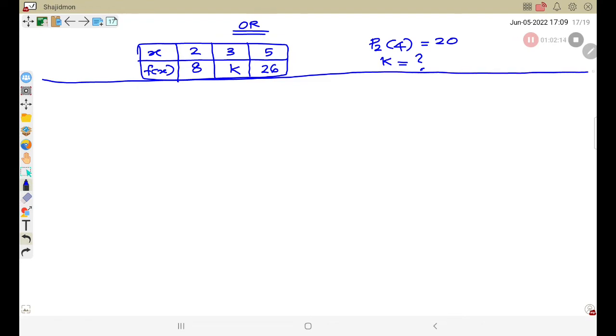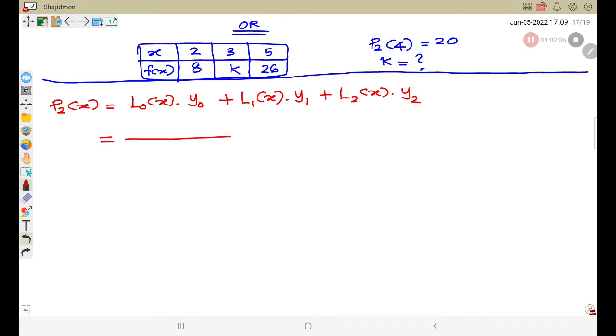Okay, so same like the before question, you can also practice that question. So start from the rule, P2 of x equals L0 of x multiply y0 plus L1 of x multiply y1 plus L2 of x multiply y2. Now as I told you, equal, put a line, put a bracket for y0, L1 y1 plus L2 y2. First I am filling y numbers. First y number 8, then k, then 26 from the table.